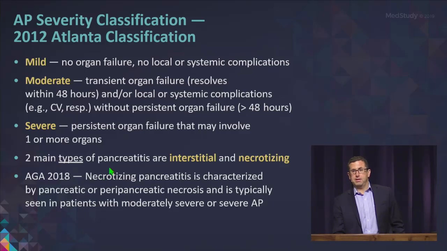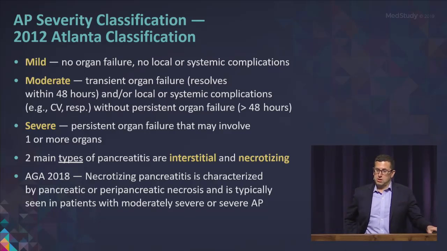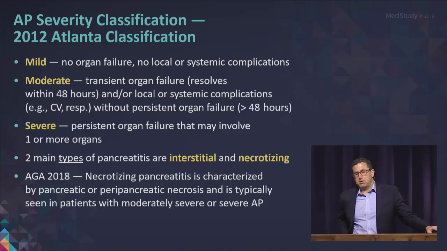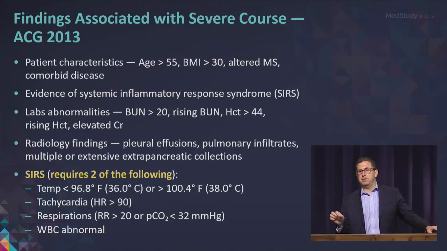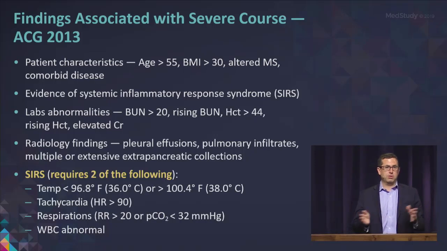If it's severe, there's persistent organ failure for more than 48 hours. And again, in another classification, there are two main types of acute pancreatitis: interstitial and necrotizing, all right? According to the AGA, necrotizing pancreatitis is characterized by pancreatic or peripancreatic necrosis and is typically seen in patients with moderately severe or severe acute pancreatitis. And keep in mind that necrosis does not necessarily mean infected necrosis. You could have necrosis with no infection.